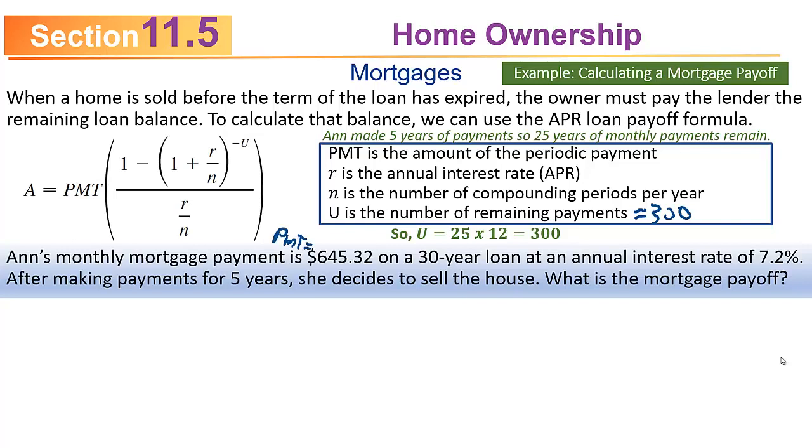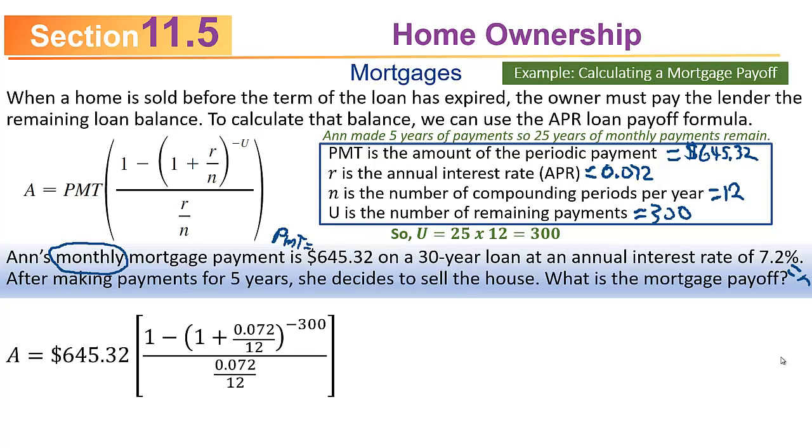The payment was given, the monthly payment is $645.32, so that's the PMT. The interest rate is 7.2%, which is 0.072 as a decimal, and it's compounded monthly. All these problems will be monthly, so that will be 12. Plug those numbers in and then be very careful.